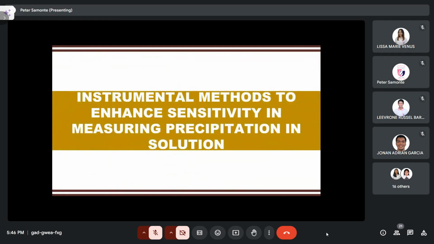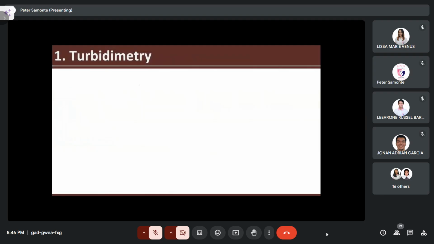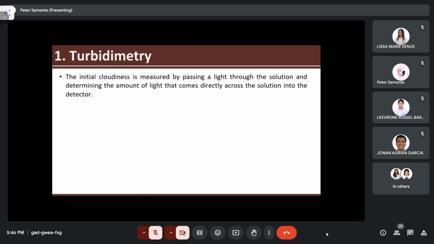Now let's talk about the instrumental methods that enhance sensitivity in measuring precipitation in solution: nephelometry and turbidimetry. Let's start with turbidimetry. This is more of a review, class, from your instrumentation in CC1. In turbidimetry, what is being measured is the initial cloudiness. It is measured by passing a light through the solution and determining the amount of light that comes directly across the solution into the detector.